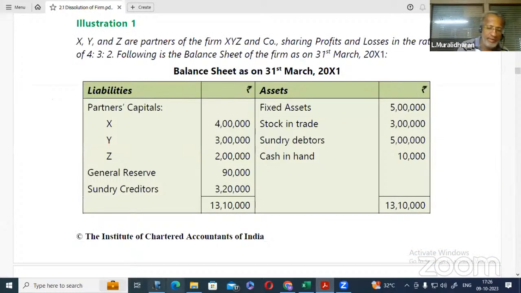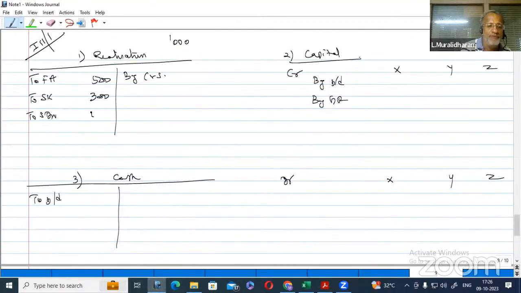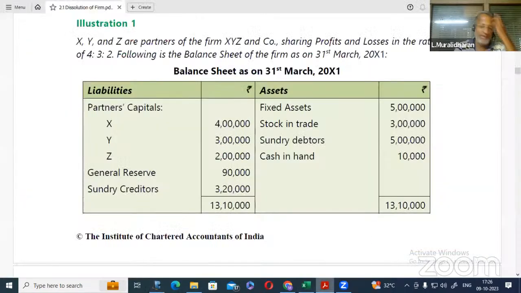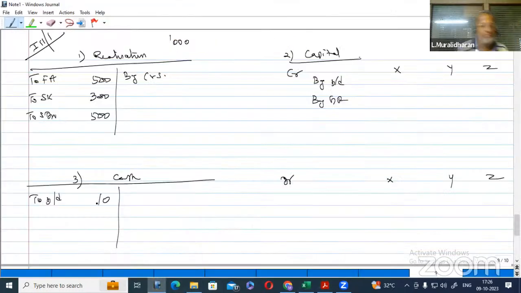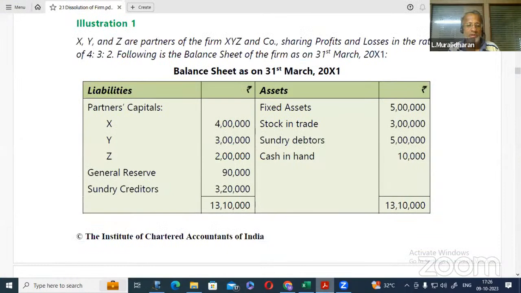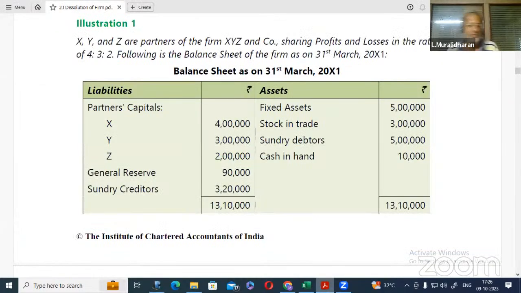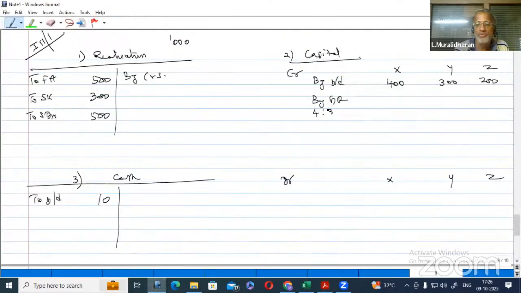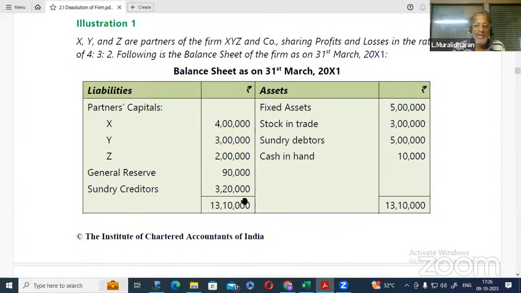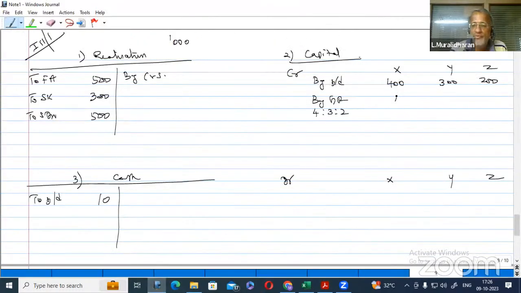500, 300, 500. Next, 10. Update. The next, 400, 300 and 200. General reserve: they are to be distributed in the ratio of 4:3:2. 90, so it is 40,000, 30,000 and 20,000. So 90K into 4:3:2. That's it.